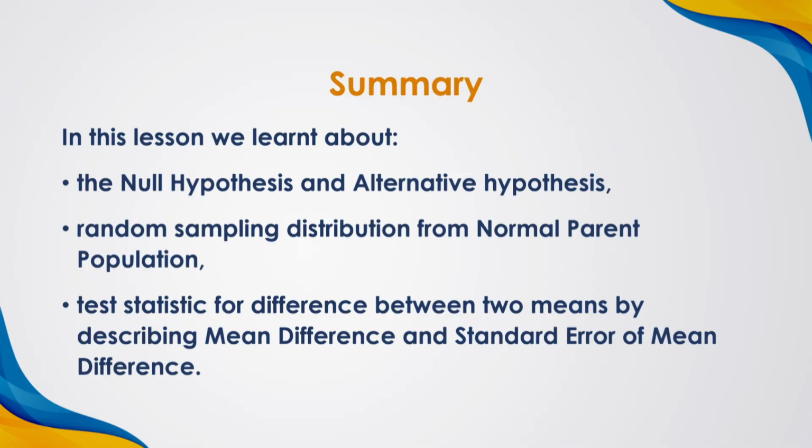Dear students, let us summarize what we have learned in this lesson. We have discussed in detail the null hypothesis and alternative hypothesis with suitable examples, and random sampling distribution from normal parent population, and we have also discussed test statistics for difference between two means by describing mean difference and standard error of mean difference.